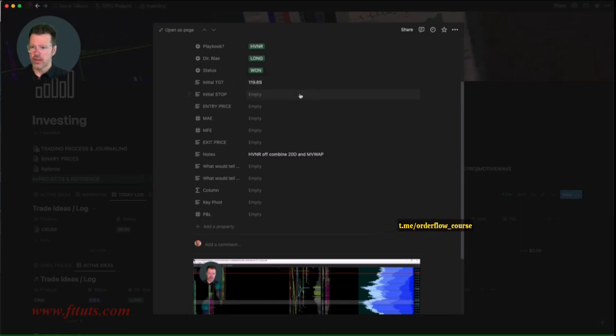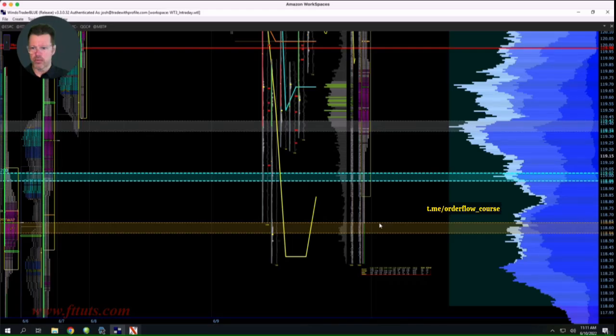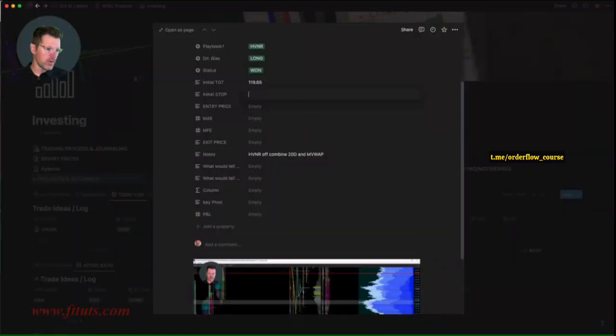119.65. Initial stop. Now on a high volume node reversal, I like to see us go into an area and come out. So the entry was actually after we wicked below monthly VWAP and came back above it. So it's actually 118.64 with a stop at 118.30. What was the max adverse excursion?